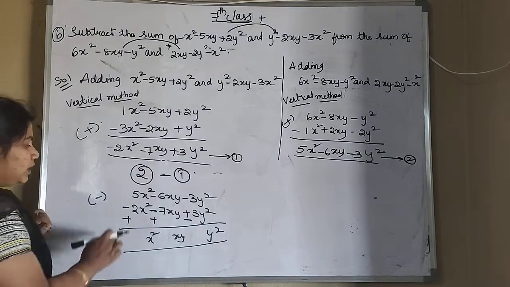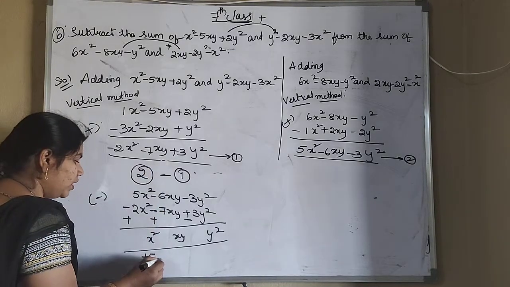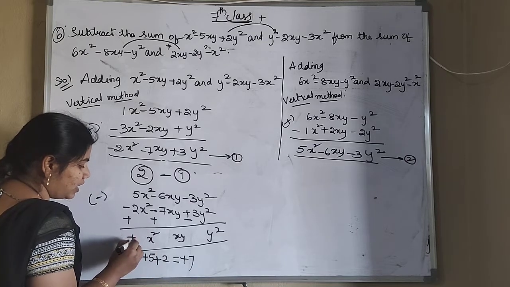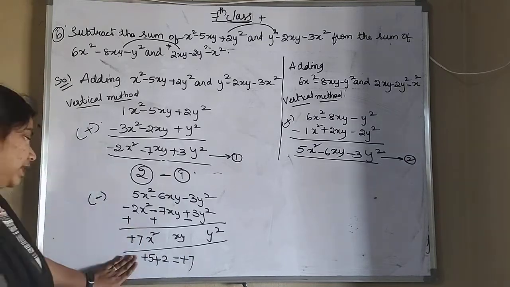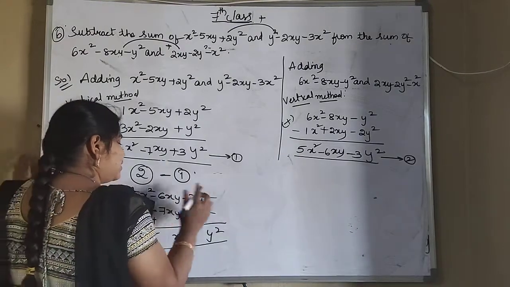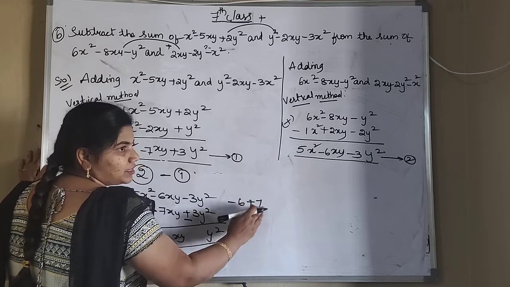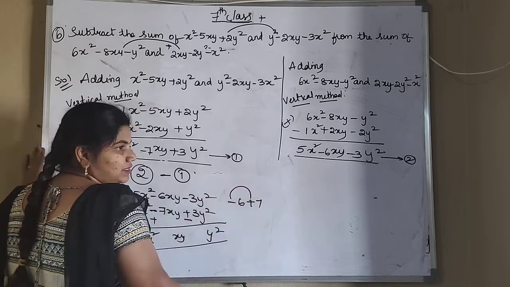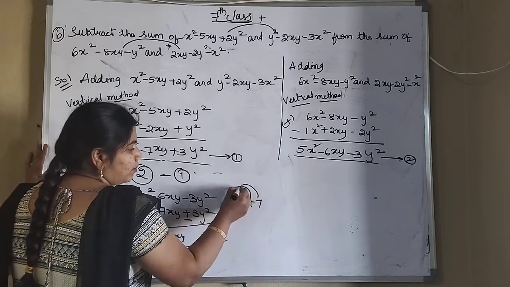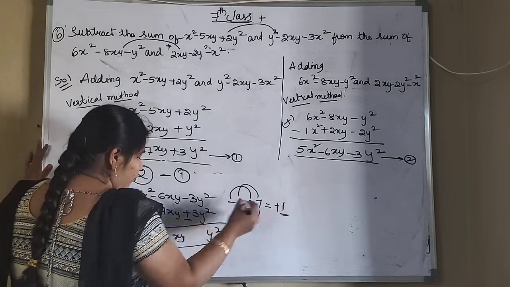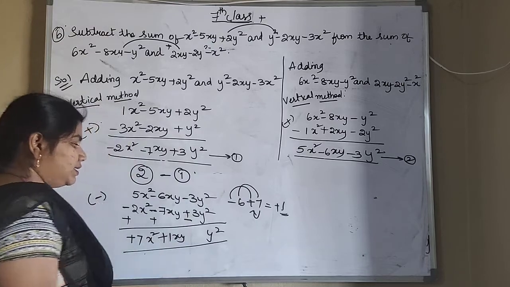Now what are the numbers here? Plus 5 plus 2 is how much? Plus 7. So here answer is plus 7. Next is minus 6 plus 7. Minus 6 plus 7. Minus into plus is minus. So 7 minus 6 is 1. Bigger number sign is plus. So you got plus 1 xy.